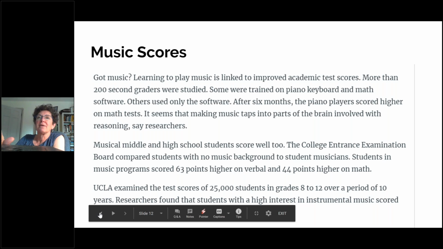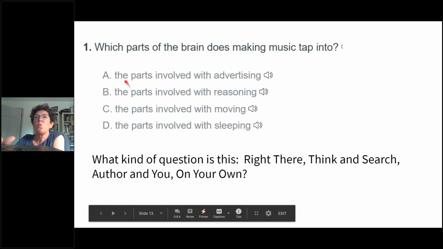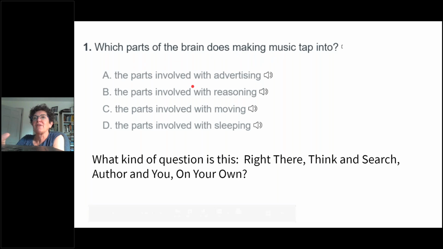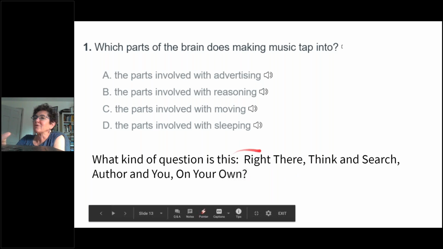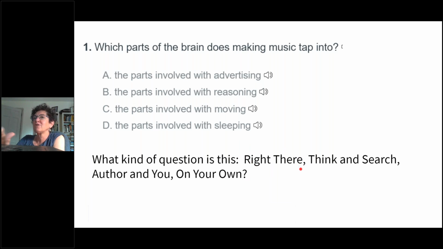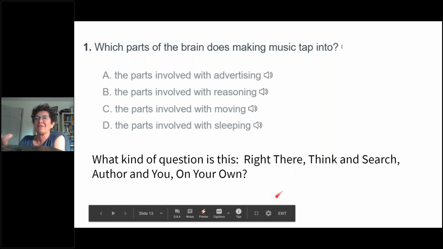So let's go back. And nope, let's go forward. So which parts of the brain does making music tap into? Parts involved with advertising, parts involved with reasoning, parts involved... B. Yeah, that is a right there question. It was right there. All you had to do was go back and read it, and there it was.